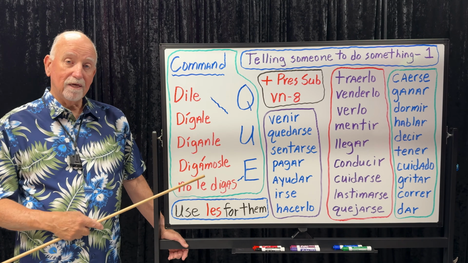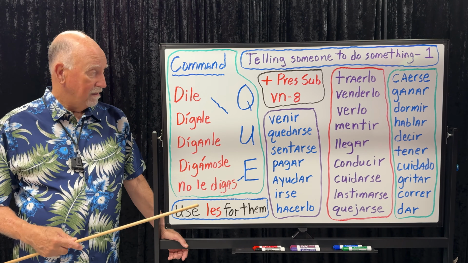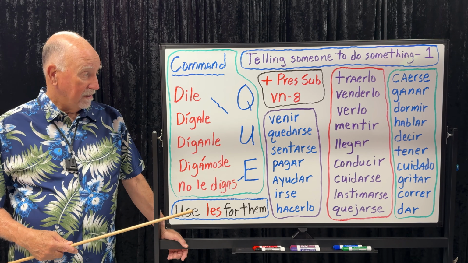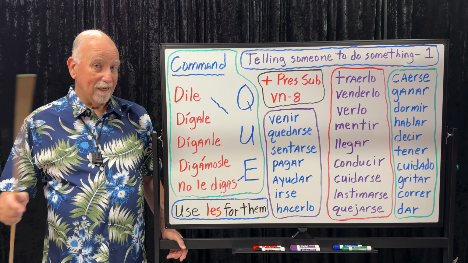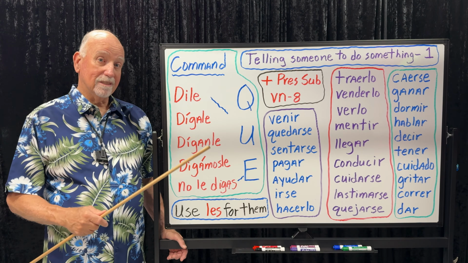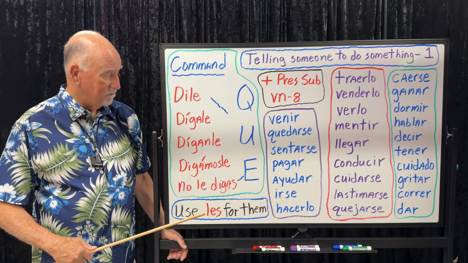And digámosle would be just the let's form, the we command. For example, let's tell him not to stay. Digámosle que no se quede. Let's not tell him to stay. No le digamos que se quede. But we're going to go positive mainly.